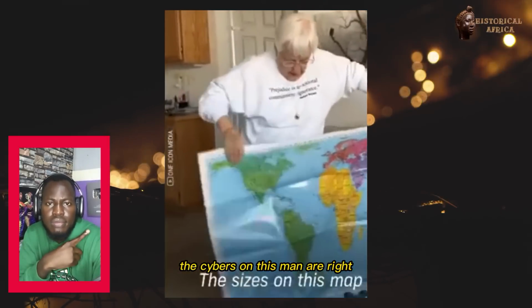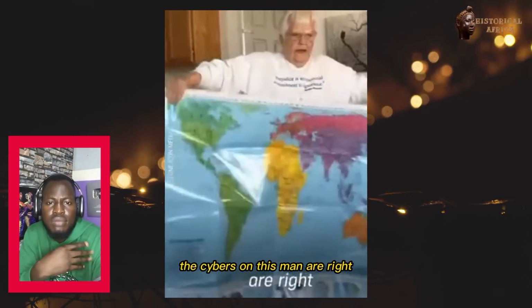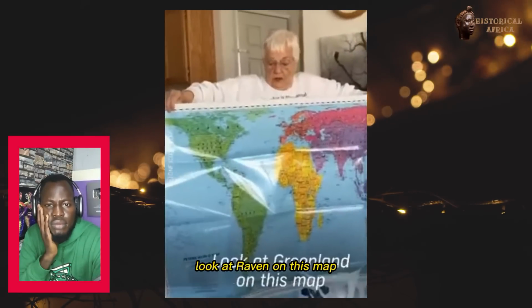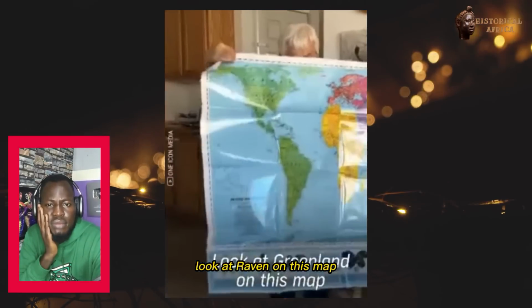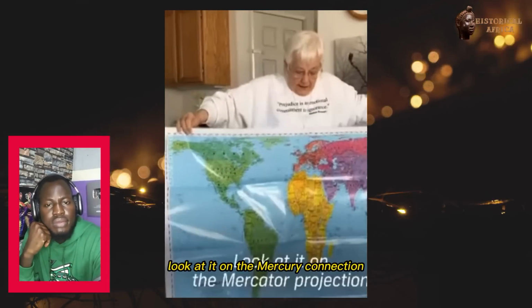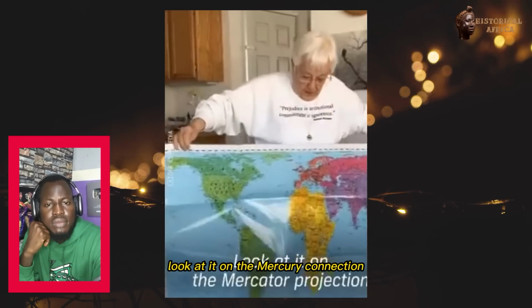Okay? The sizes on this map are right. The shapes are distorted. Wow. Look at Greenland on this map. Right there. See it? Yeah, it's really tiny. See how small that is? Right. Look at it on the Mercator projection.